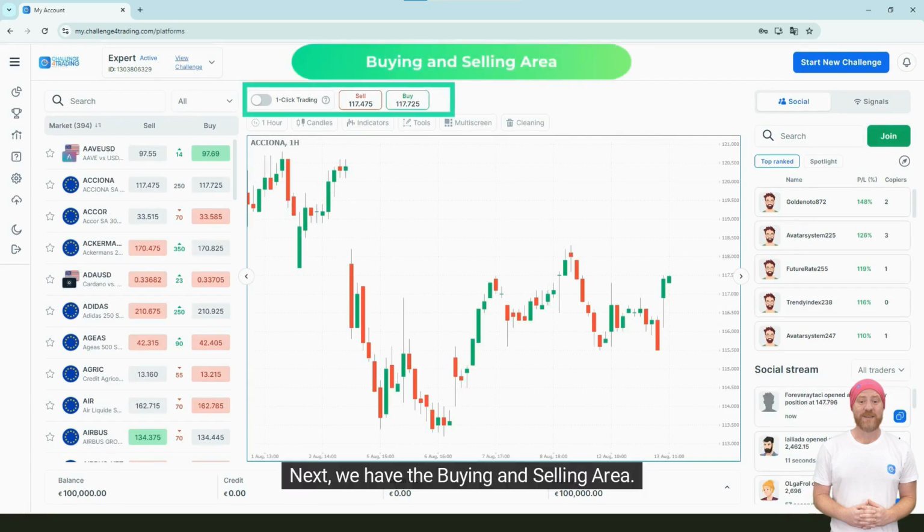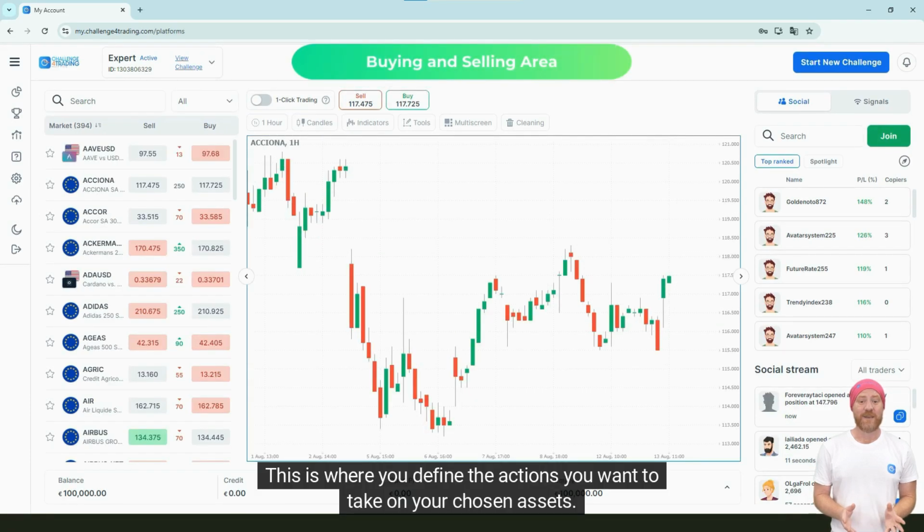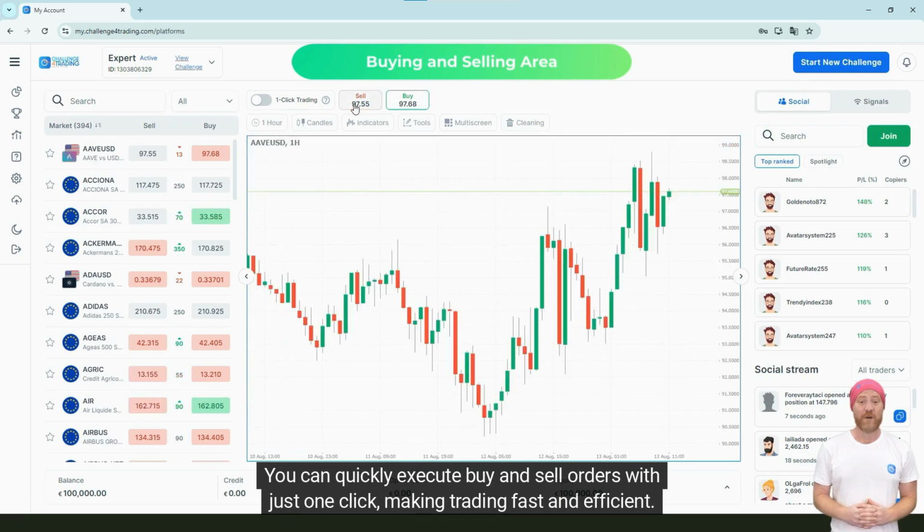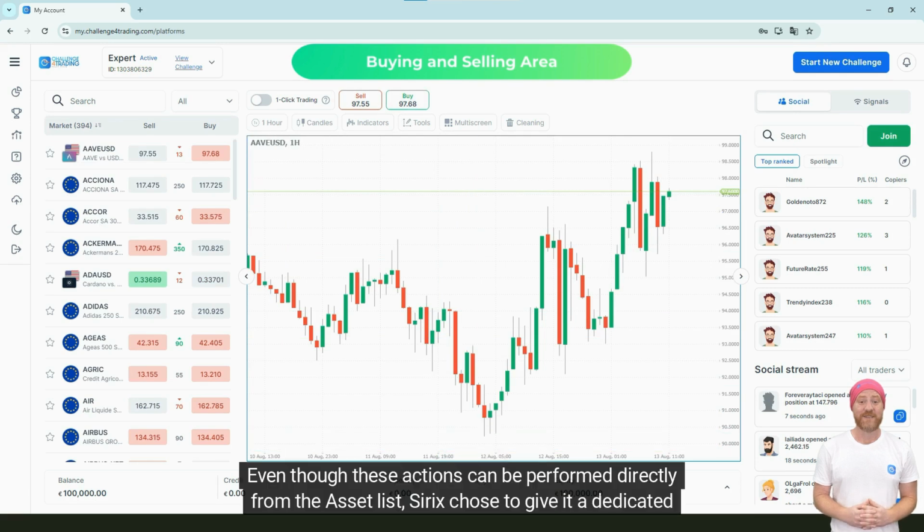Next, we have the buying and selling area. This is where you define the actions you want to take on your chosen assets. You can quickly execute buy and sell orders with just one click, making trading fast and efficient. Even though these actions can be performed directly from the asset list, Sirix chose to give it a dedicated area.